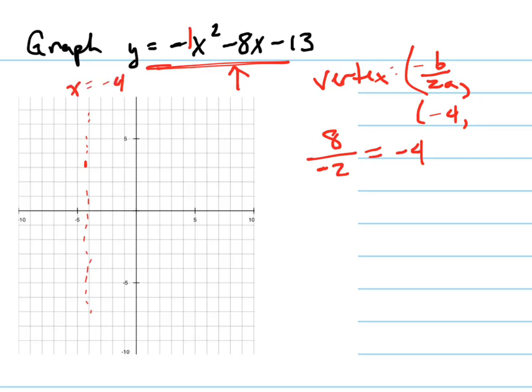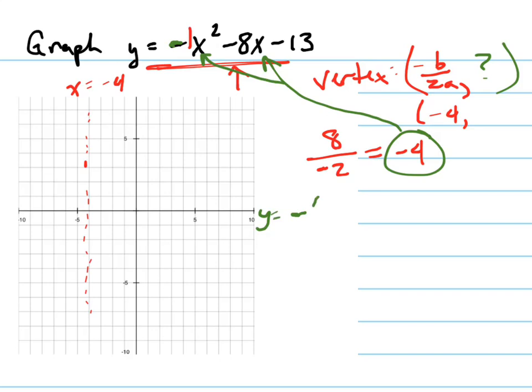Now let's find the y-coordinate of our vertex. Let's plug in negative 4 for x into our original equation to find the y-coordinate of our vertex. We have to be very careful with this negative sign. This is the thing most people do wrong. I'll do it down here. Y equals negative 4 squared. Notice that the negative is not being squared, just the 4. Minus 8 times negative 4 minus 13.